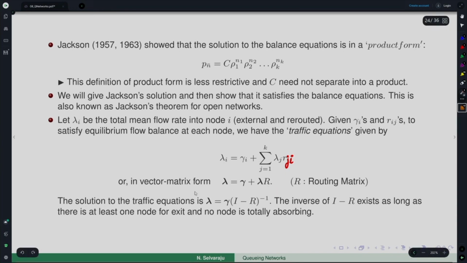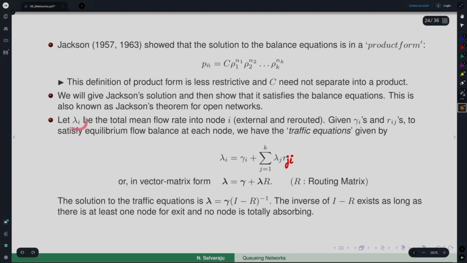So, the solution to this equation is simply lambda equal to gamma times (I minus R) to the power minus 1, the inverse of the identity matrix minus R. This inverse exists as long as there is at least one node from which customers can exit and no node is totally absorbing. Under that condition, this system of equations becomes linearly independent and you can find a solution to this system.